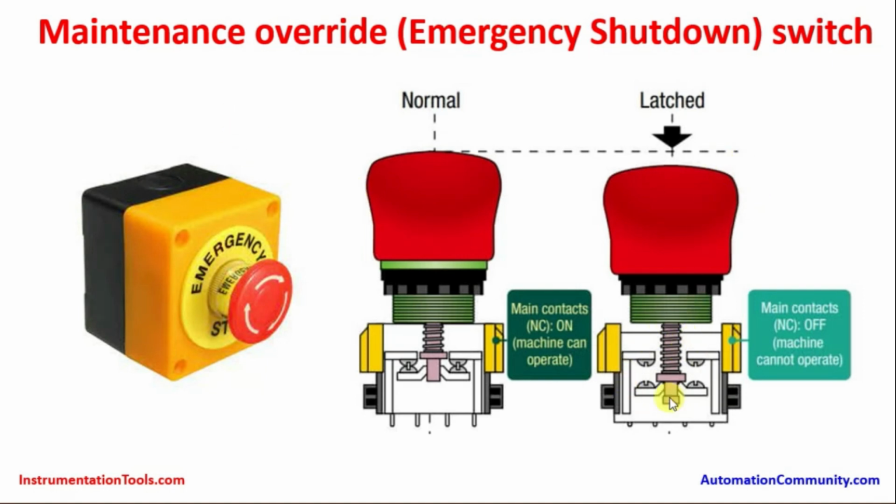Regarding the latch, look at the contacts here. See, here it is closed. Both the contacts you are seeing here are closed. In the other picture, it is latched. That means the push button is pushed from its original position to the lock position, which is the latched position. Here the main contacts become off. The NC contacts, which you saw in the closed position earlier, here become open. So in this case, the machine cannot operate. This is just a visual view of the switch.